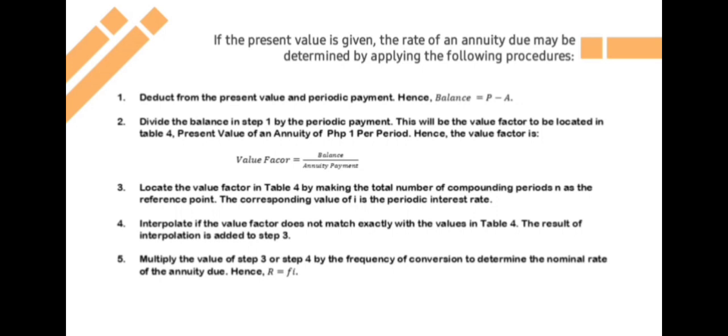Next step is to locate the value factor in table 4. This time, our point of reference is the N, or the total number of compounding periods. Next is interpolation. In case we cannot find the exact value in table 4, we will use the interpolation method. Then the last step is to multiply the value of step 3 or step 4 by the frequency of conversion to determine the nominal rate of the annuity due. Hence, R is equal to F times interest rate I.